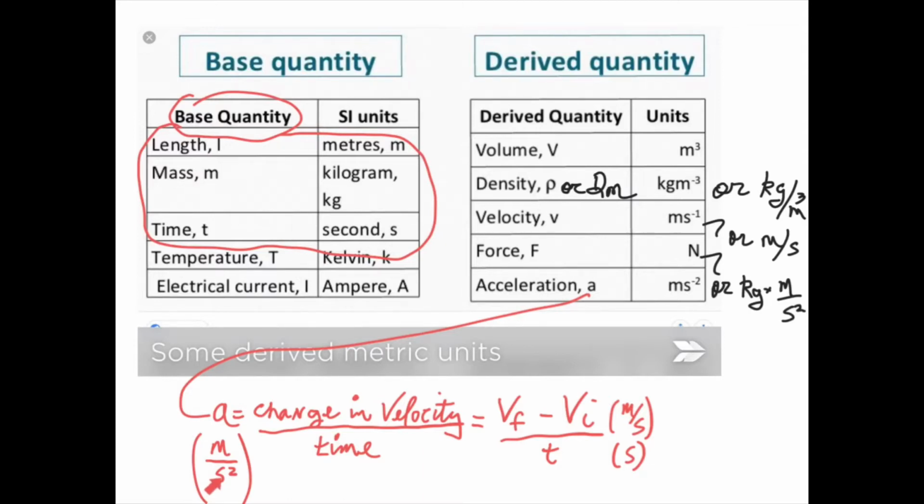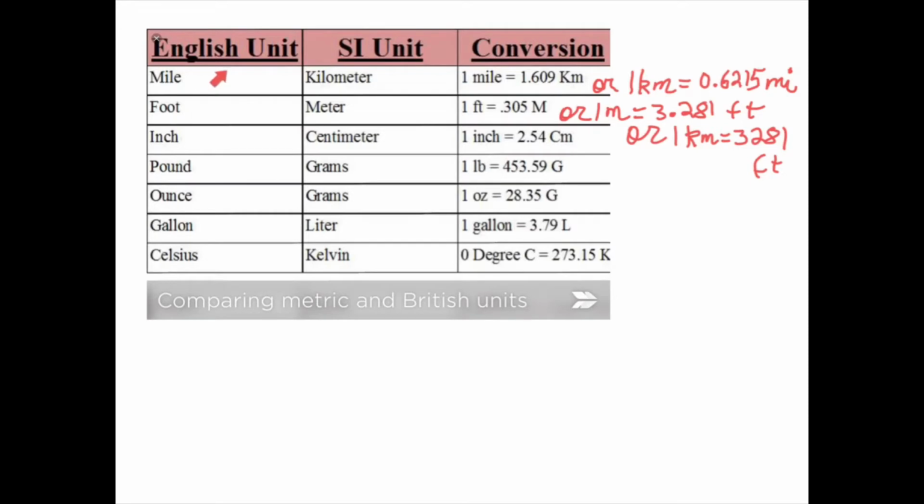Lastly, let's compare some English units with SI, which is metric system units. SI means System International. For kilometers, 1 mile is 1.609 kilometers, or roughly 1 mile is 1 2/3 kilometers, or 1 kilometer is 0.6215 miles, or just over 0.6 of a mile. 1 foot is 0.305 meters, or 1 meter is 3.281 feet. A meter is a big yard, since 1 yard is exactly 3 feet. Or 1 kilometer is 3281 feet.